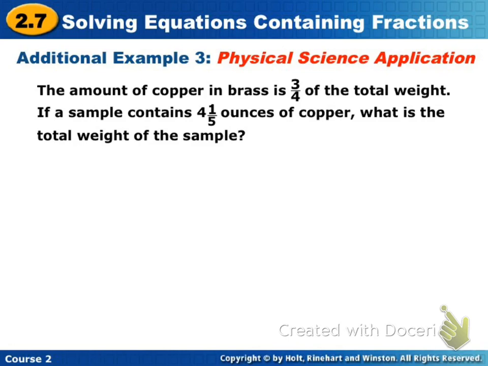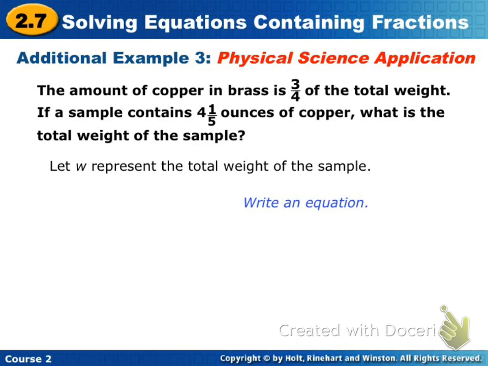Okay, here's an additional example. The amount of copper in brass is 3/4 of the total weight. If a sample contains 4.5 ounces of copper, what is the total weight? So you'd want to first represent the problem and write an equation. You'd have 3/4 of W because the word of will indicate multiplication, so 3/4 times W, which is the total weight.